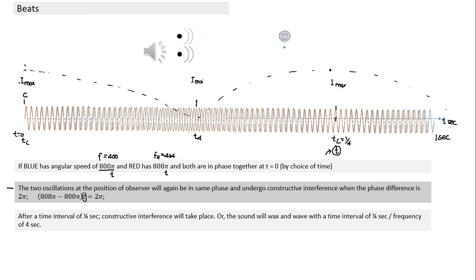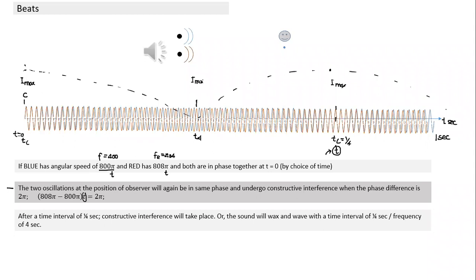Basically, if it is taken 1/4 of a second, again in the next 1/4 of a second, it will reach a constructive interference. It means intensity is varying with the time period of 1/4 second, or intensity is varying with the frequency of 4 per second. And what is that 4? 4 is nothing but the difference in frequency of the two sources.